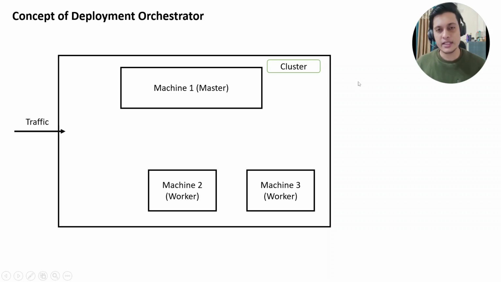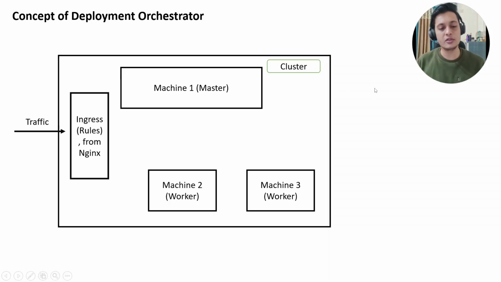Now, let's say there is user traffic coming from the outer world to your cluster. This cluster is like a network. You have created the network, and inside this network there are multiple machines. So first of all, whenever the traffic comes, this traffic comes to the Nginx. We are taking Nginx here right now, but it is mainly an ingress controller. It can be Nginx or it can be other servers as well. But right now, for understanding, we are using Nginx here. So Nginx is an ingress controller.